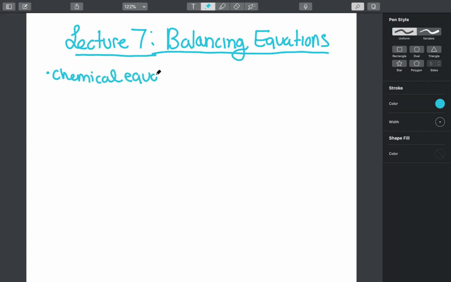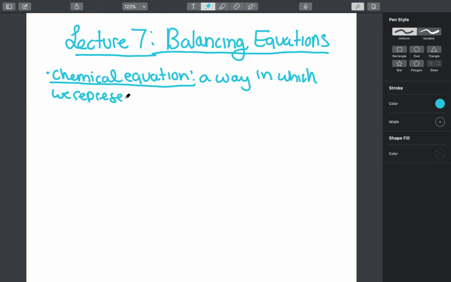equation? Well, a chemical equation is basically a way in which we represent a chemical reaction. So it's a way in which we represent a chemical reaction. So let's put on here a generic chemical reaction. So here I have R, and on this side I have P.